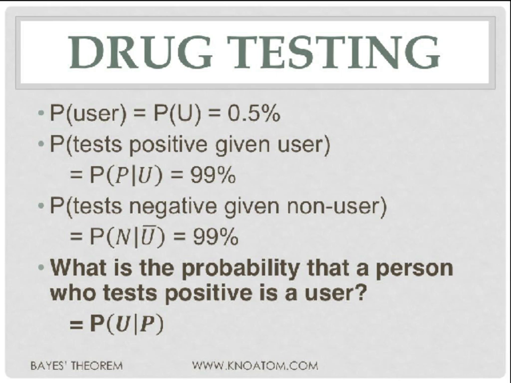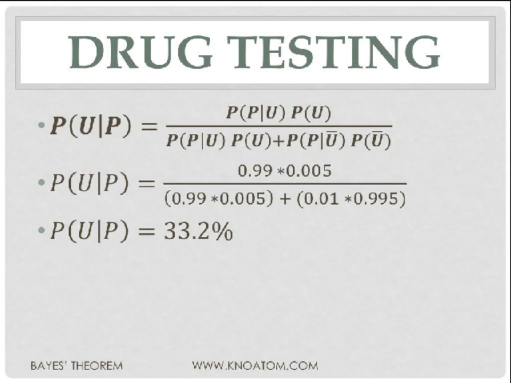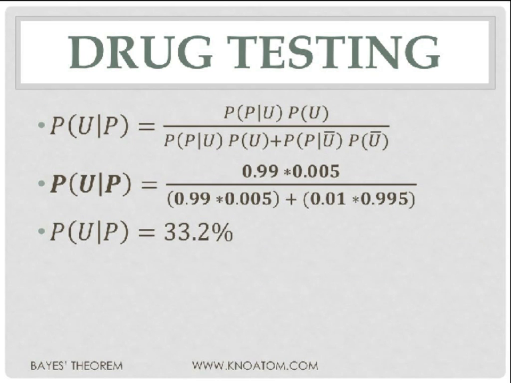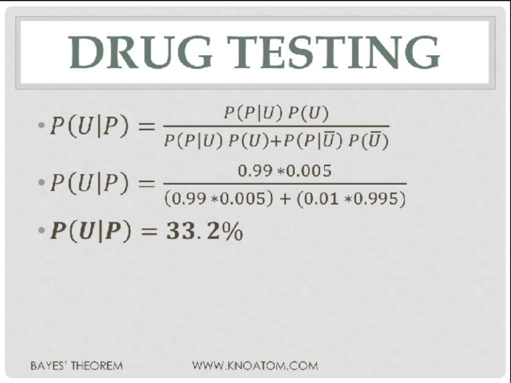This would be the probability of user given positive test, or the probability of U given P. First, we write out the formula for Bayes' theorem for the probability of U given P. Then we plug in the respective values as given in the explanation slide. We've seen before that the probability of a person being a user is 0.5%, and the probability of a positive test given a person is a user is 99%. So after we calculate, we find that the probability that a person is a user given a positive test is actually 33.2%.